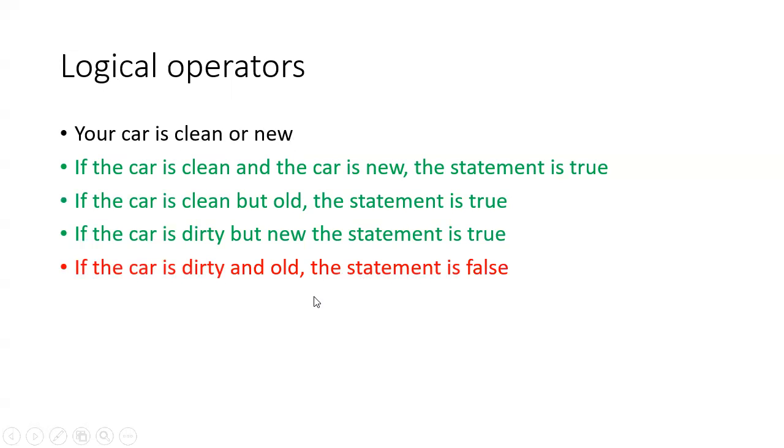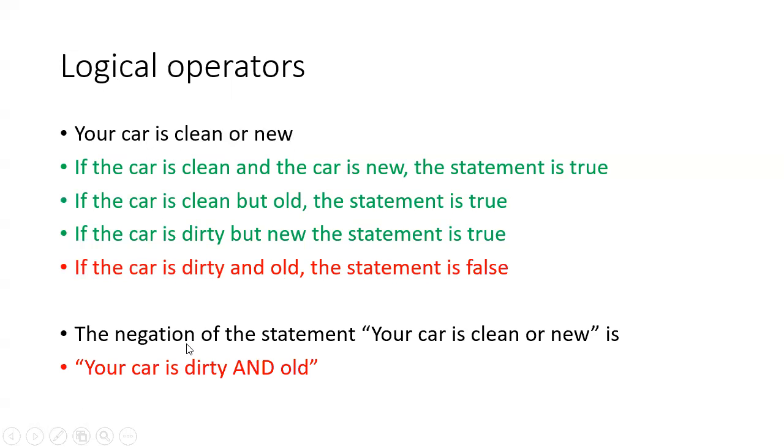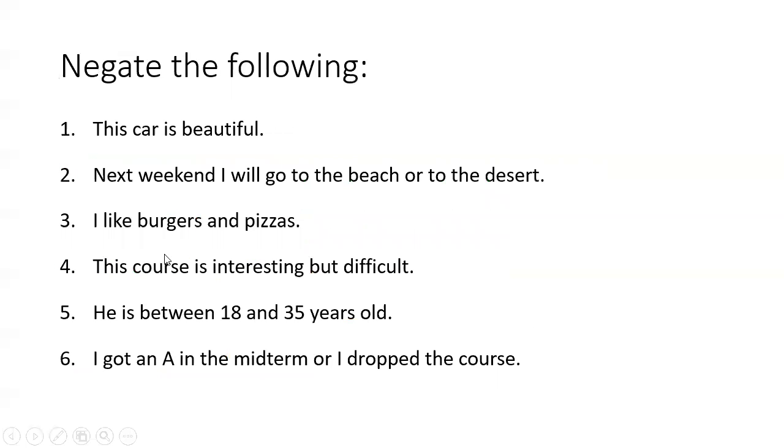If the car is dirty and old, then it's false. So if you knotted this, it would have to be dirty and old. So I hope you can see there what I was trying to get at, that when you do a not on an or, you end up with an and. So this was an or, and when we knotted it, we ended up with an and. We can discuss later. Yeah, I think it's just by examples you'll see it. And do watch the video.